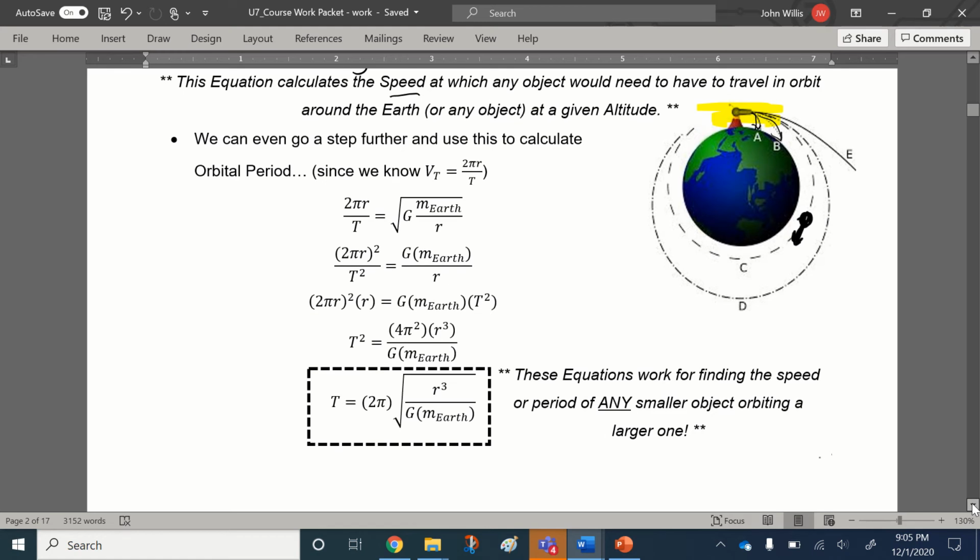And then it took until the 1950s for us to actually pull it off. So we can go a step further using that same equation and actually calculating the orbital period.